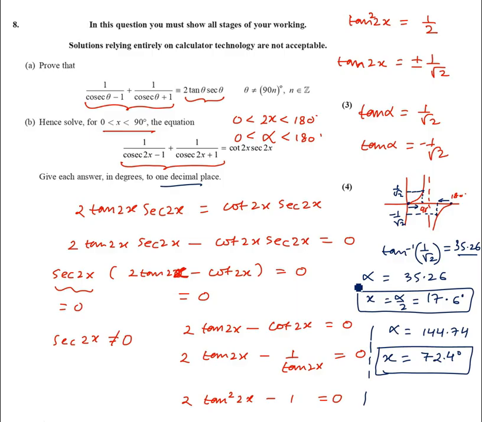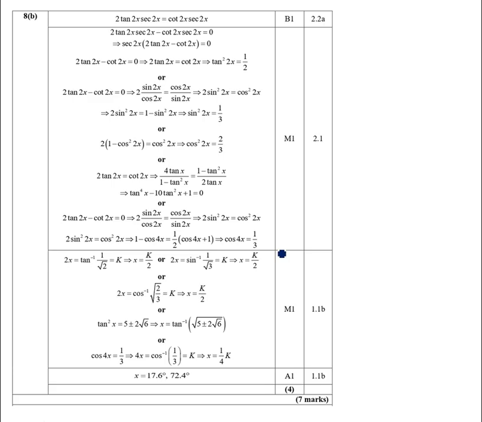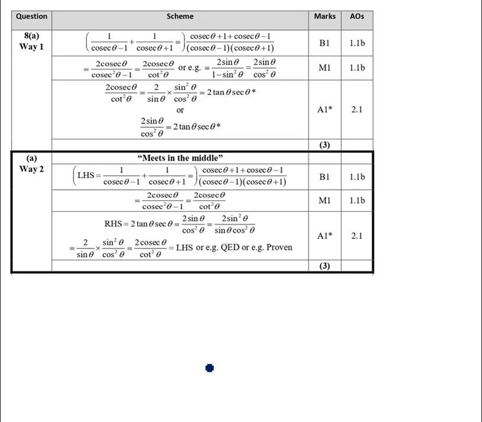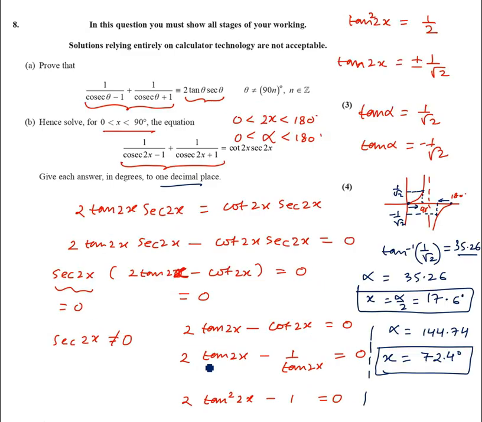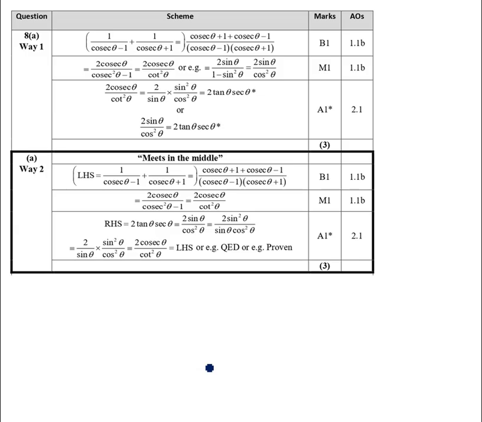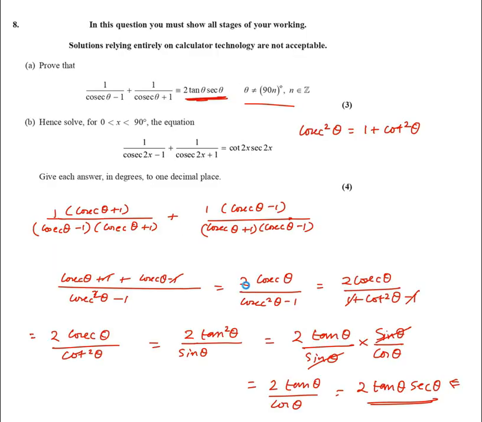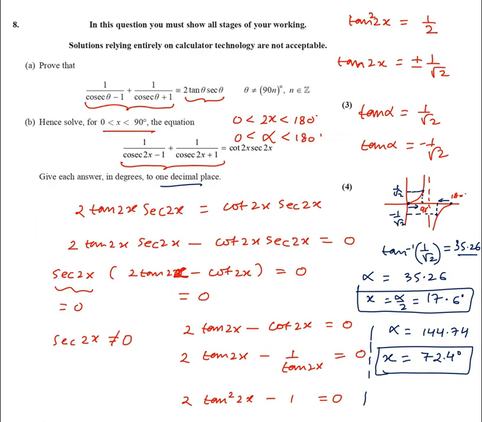Let's have a look. 17.6, that's correct, and 72.4, both correct. Yep, perfect. So this is probably the simplest way to do this question. I think the mark scheme looks a bit messy here. Yes, quite messy. So just keep it simple. Use this method. Perfect.